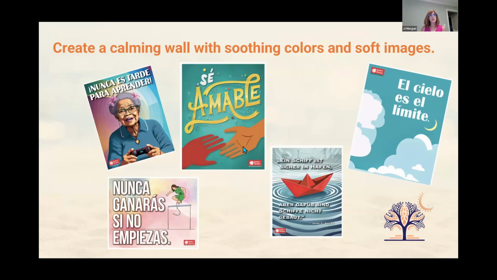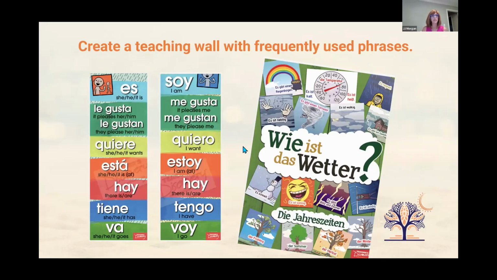And back to what I was saying earlier, create a teaching wall with frequently used phrases. For me, that was the Super 7 in third person, which is right here on the left, and first person, which is here on the right.